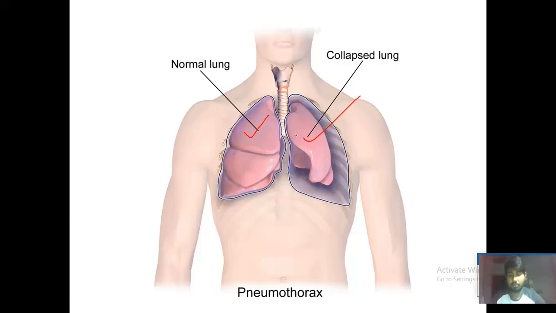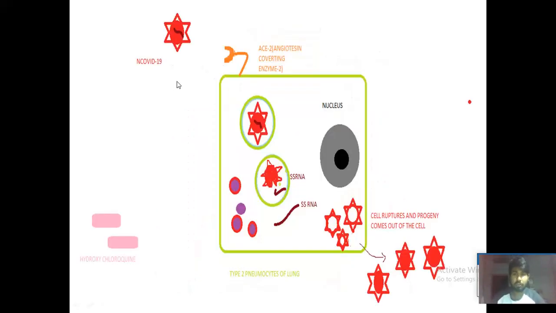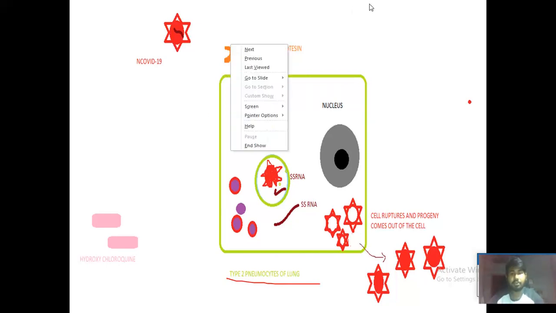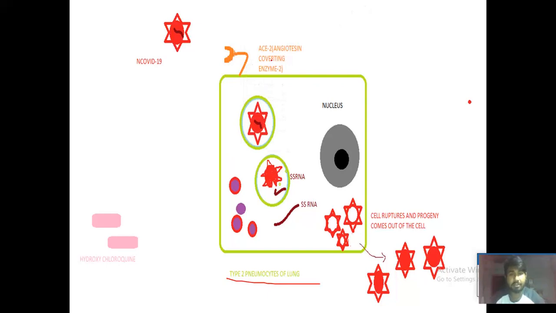So the coronavirus acts on type 2 pneumocytes of the lungs. In these type 2 pneumocytes there is a specific receptor protein, that is ACE2, angiotensin converting enzyme 2. These viruses first come here, and these are the spikes of the virus. These spikes first bind to the angiotensin converting enzyme.